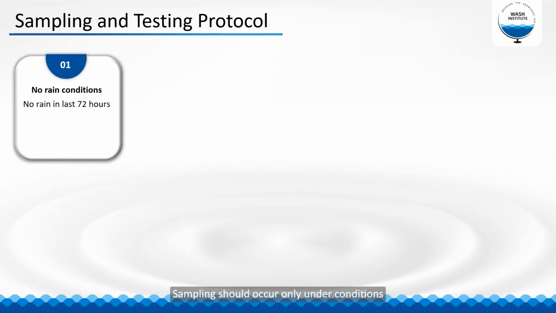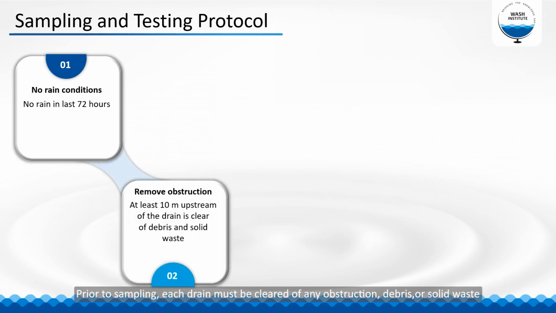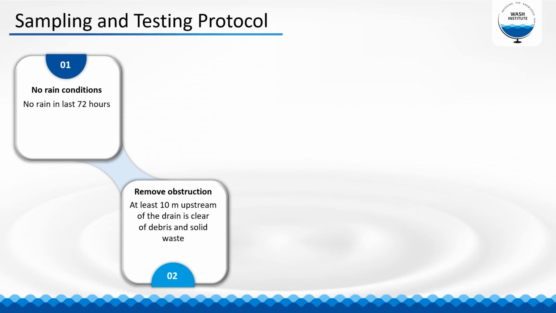Sampling should occur only under conditions where there has been no rain in the catchment area for the past 72 hours. Prior to sampling, each drain must be cleared of any obstruction, debris or solid waste within at least 10 meters upstream. It should also be ensured that there are no bends or diversions causing cross currents in the drain for at least 10 meters upstream of the sampling point.